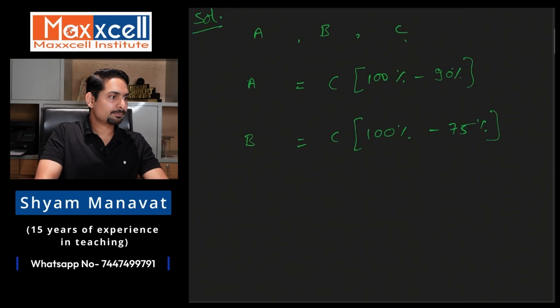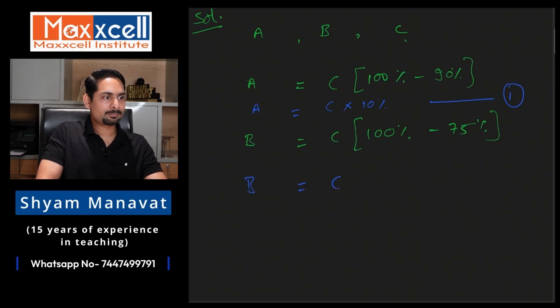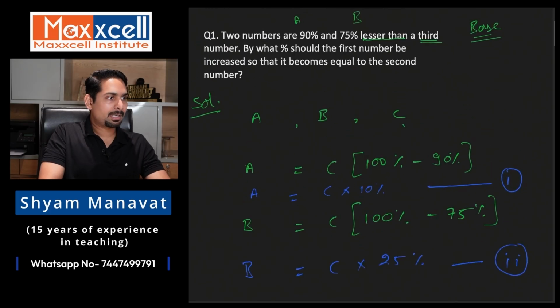So here I can write A equal to C into 10%. Let's say that's my equation number 1, and B is equal to C into, here 75% less, so 25%. This is my equation number 2. Then we can simplify this and find the answer. What is the question asking? By what percent should the first number be increased so that it becomes equal to the second number?